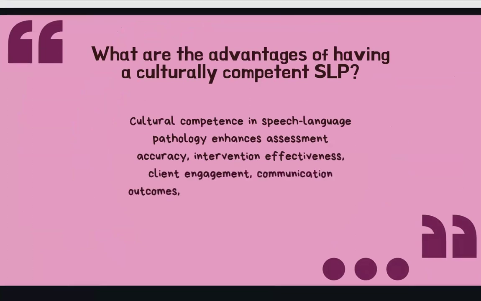So, what are some of the advantages of having a culturally competent speech pathologist? Number one, accurate assessments. Cultural competence enables a speech pathologist to accurately assess communication abilities by understanding and considering cultural differences in communication styles, norms, and behaviors. It also allows the speech pathologist to tailor the intervention. Culturally competent speech pathologists can develop interventions that are tailored to the individual's cultural background, ensuring interventions are meaningful, relevant, and effective.